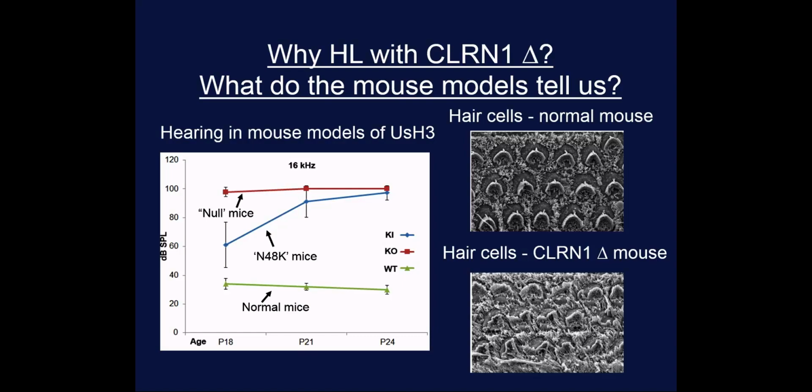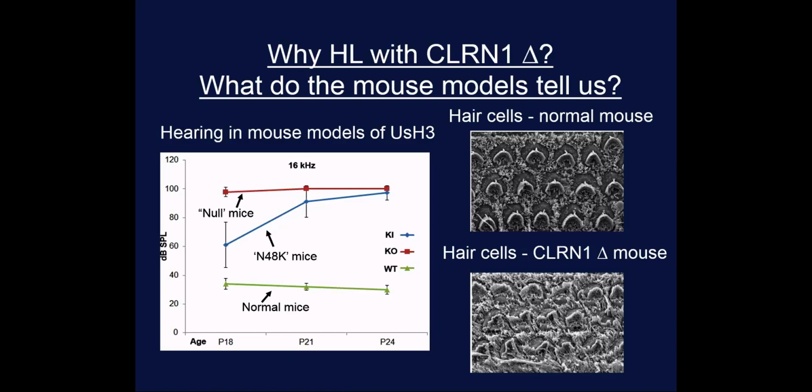So why hearing loss with Clan1 mutation? What do the mouse models tell us? To the right of the slide, the top panel shows the scanning electron micrograph of hair cells from a normal mouse. You see that the hair bundles are organized as an inverted V shape, and they are arranged in a neat fashion. When Clan1 is mutated, the hair bundle organization is disrupted, as seen in the bottom right panel.